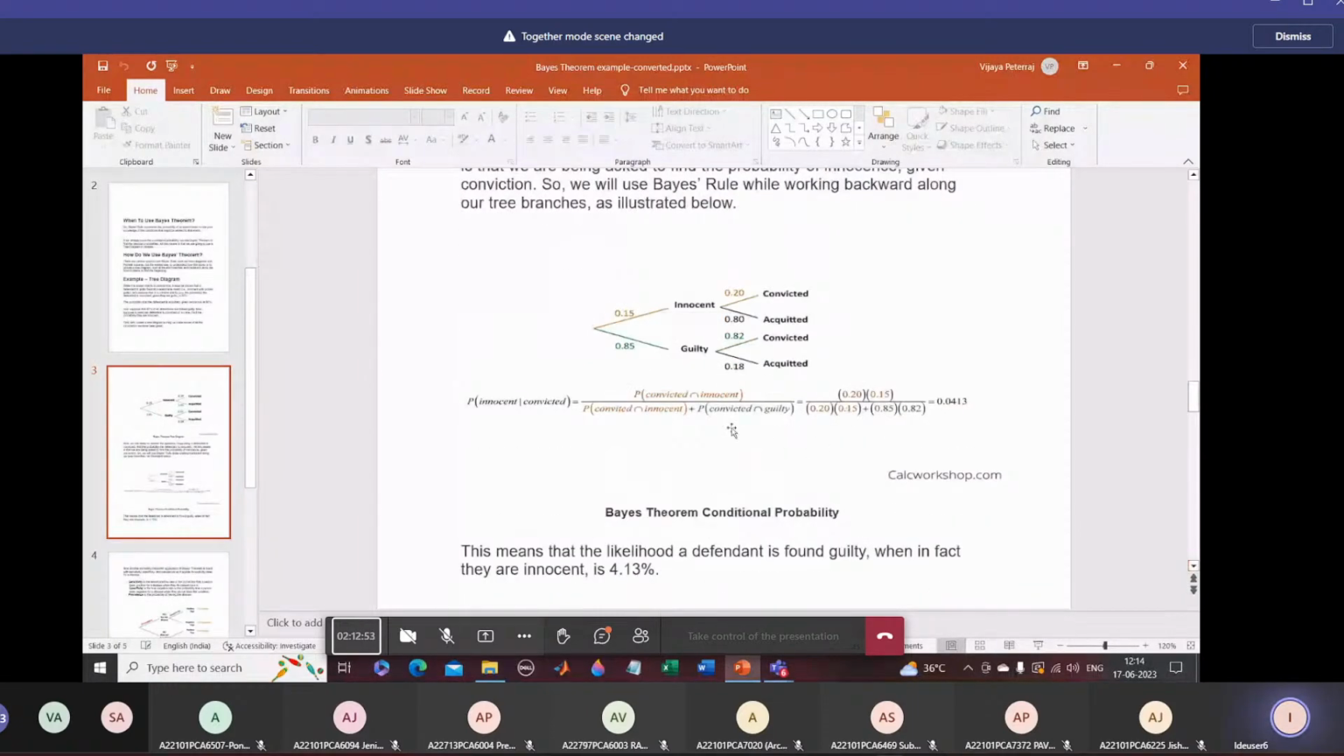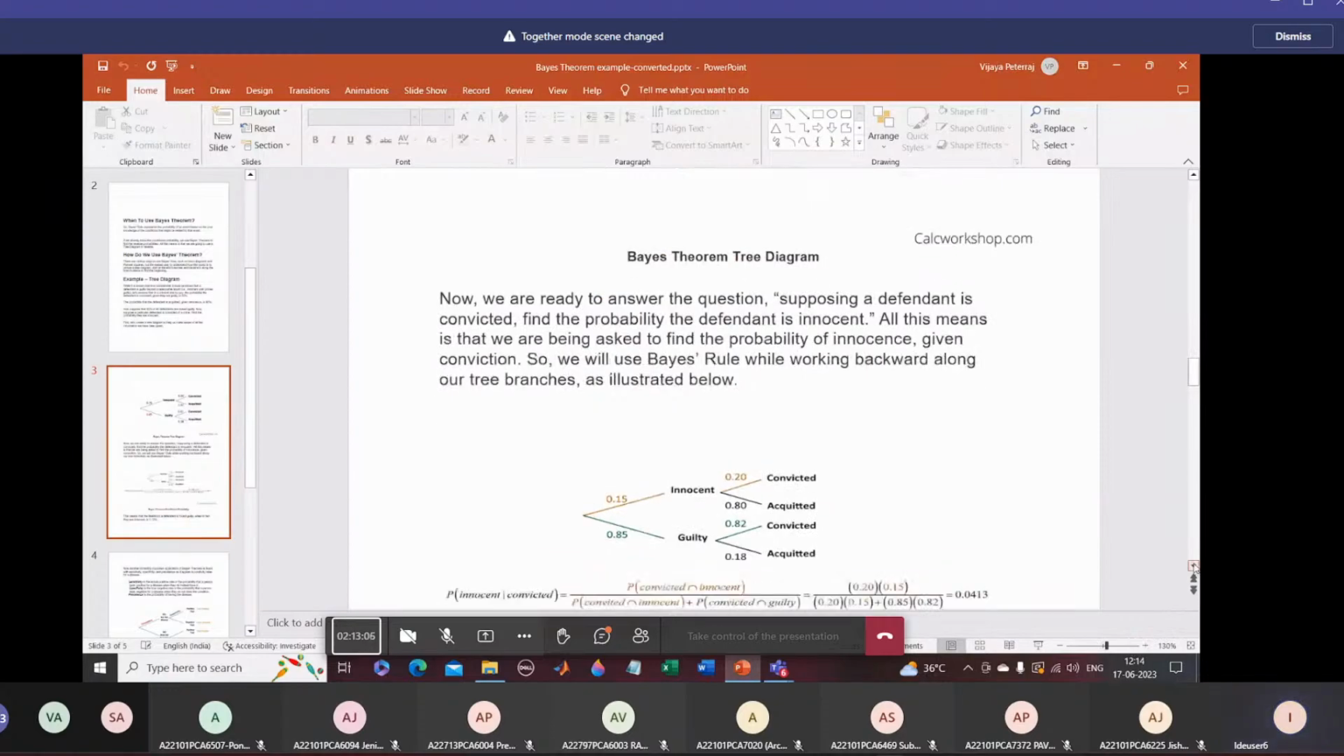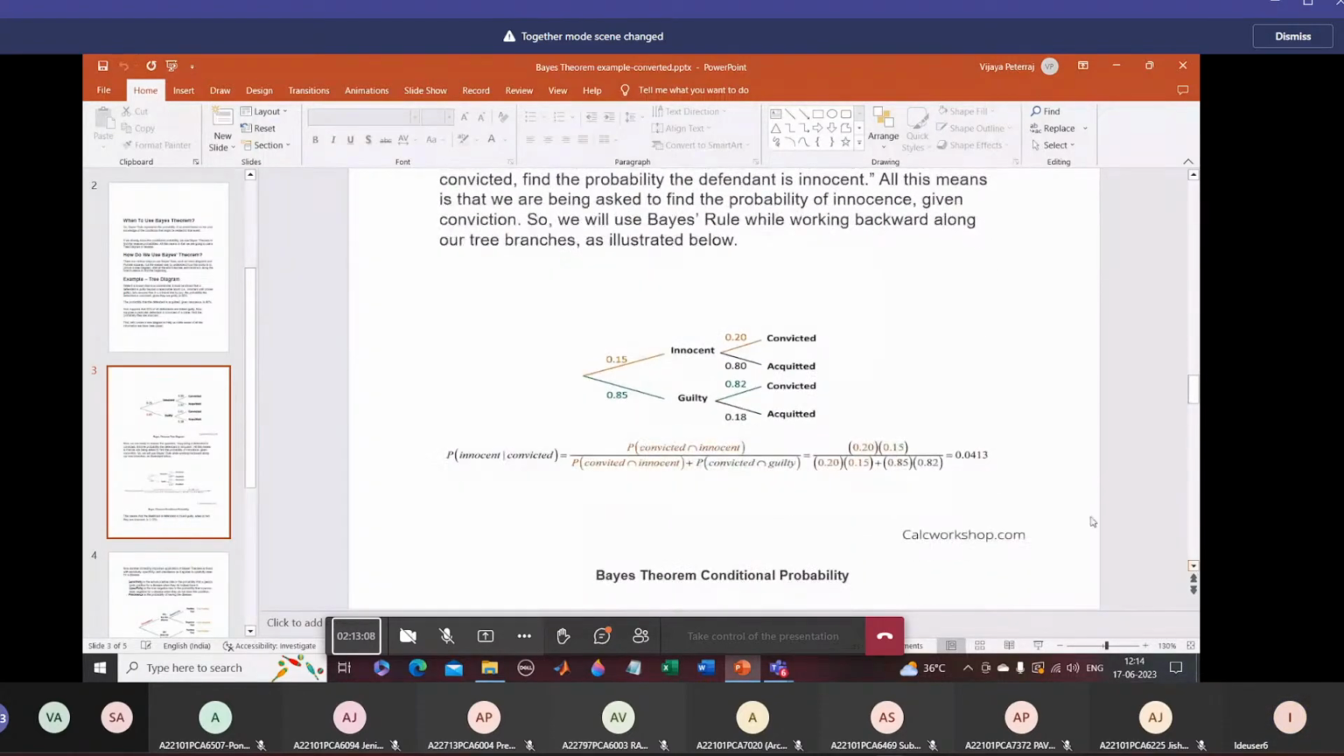Are you able to see this? This is the Bayes theorem, how we are calculating the probability of innocent and convicted. Can I maximize it some more? Are you able to see this formula? Yes, ma'am. Convicted and intersection of innocent, it is 0.15 and 0.20. Multiply that. That should be divided by convicted and innocent plus convicted and guilty. So when you say it is convicted, it comes in both innocent and guilty. That has to be taken as the denominator.